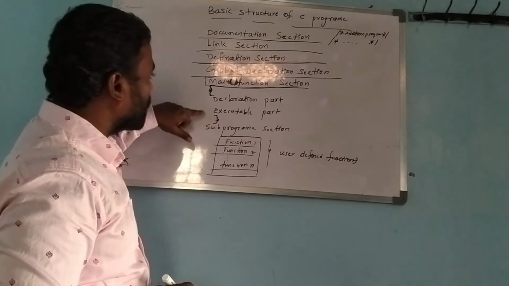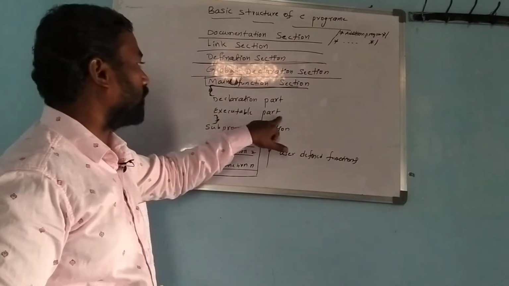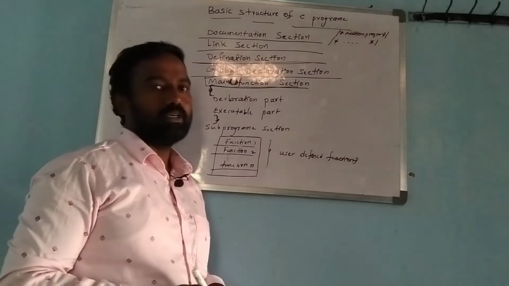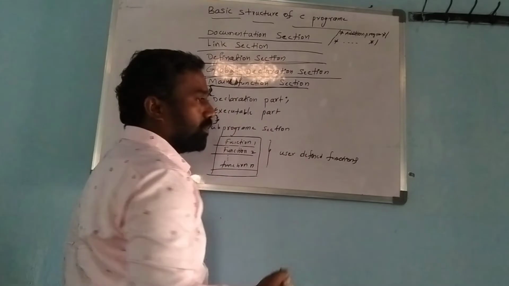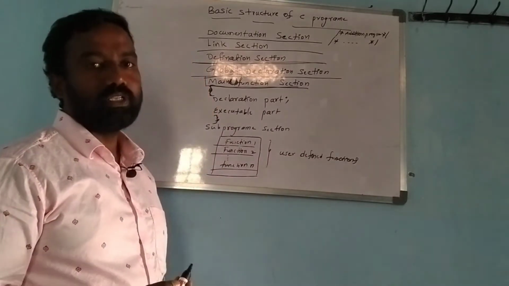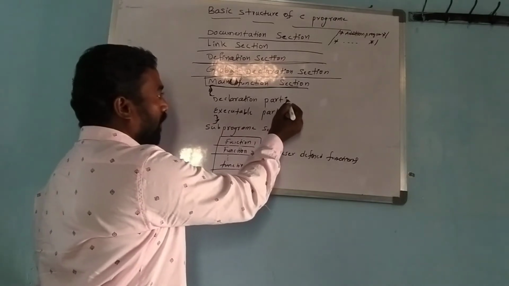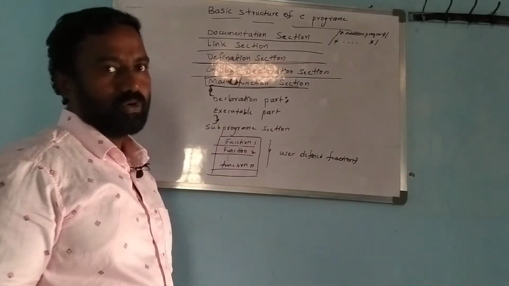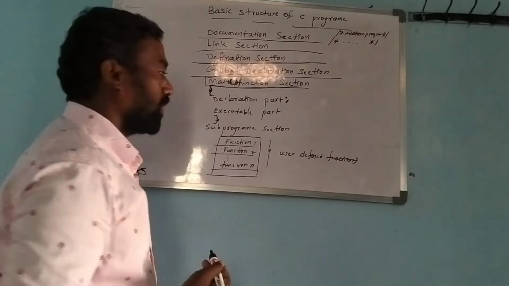Within this we have two parts, one is the declaration part and the second one is the executable part. The declaration part only declares the variables that we use in the C program. The declaration part is mainly used to declare the variables, right? And initialization is also possible, right?